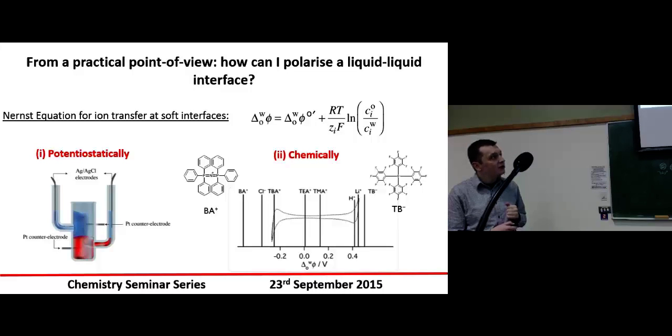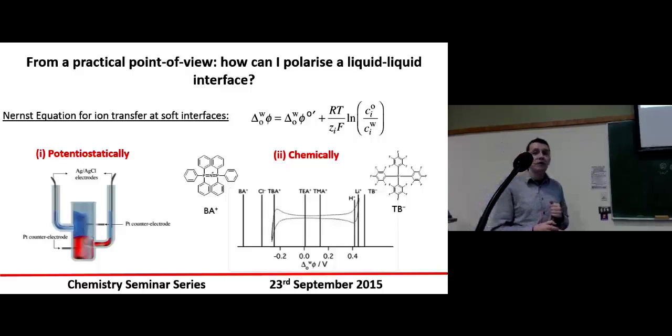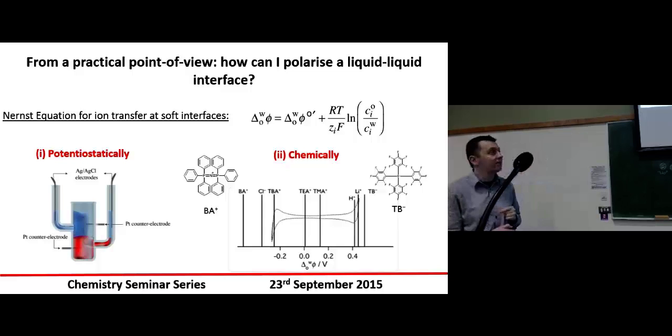And in between these two limits, I can detect any ion of interest. If I'm lucky enough that the ion I'm looking for has an ion transfer potential, this term, that appears in between these two limits, then I can detect it. I can make a sensor to detect that ion.